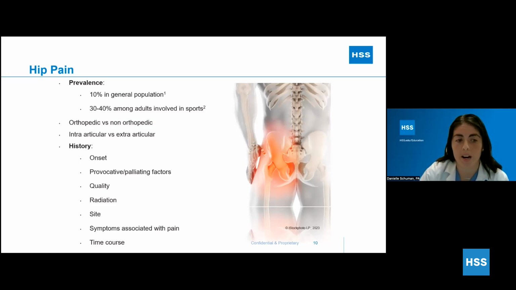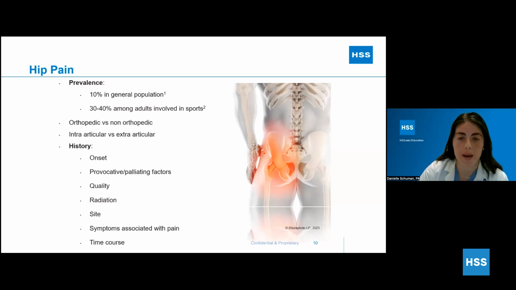Hip pain is categorized as orthopedic or non-orthopedic causes. For example, certain skin conditions or vascular conditions or gynecological causes may elicit hip pain. Hip pain can also be categorized as intra-articular and extra-articular. For example, intra-articular, within the hip joint, would include arthritis or a labral tear, whereas extra-articular, outside of the hip joint, causes include ligament strain, muscle tear, or even sciatica.